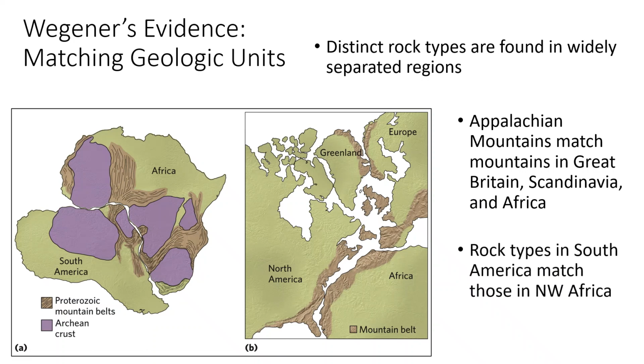And then rock types in South America and Northwest Africa match up as well. So the purple portions of South America and Africa are Archean crust. They are very old crust and they are cratonic crusts. And then in between them, we have these Proterozoic mountain belts, which would have sutured these cratons together.